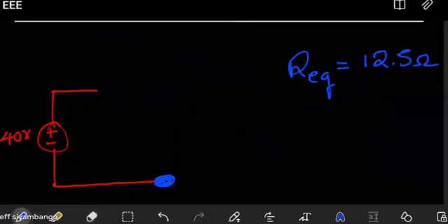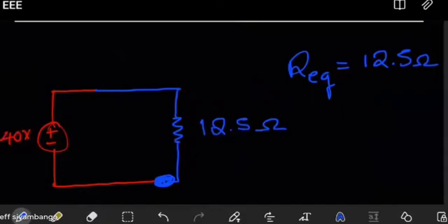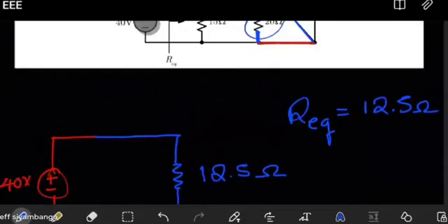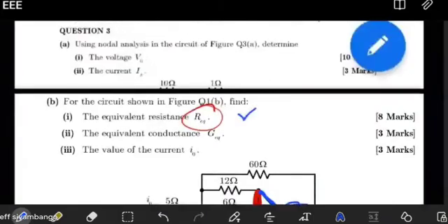So the whole circuit can now be withdrawn, so that all you have is 12.5. Okay, so we have found REQ. So that sorts out the first 8 marks. The next part, sorry. Yes, please.